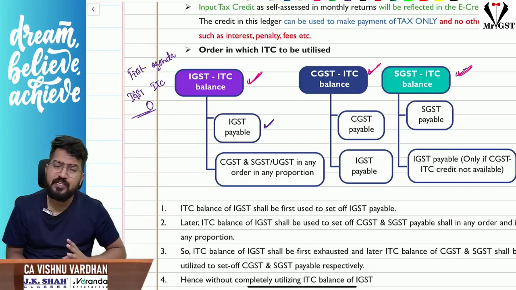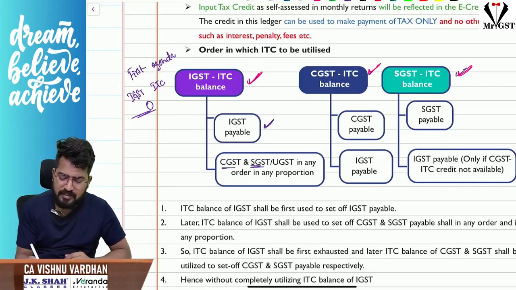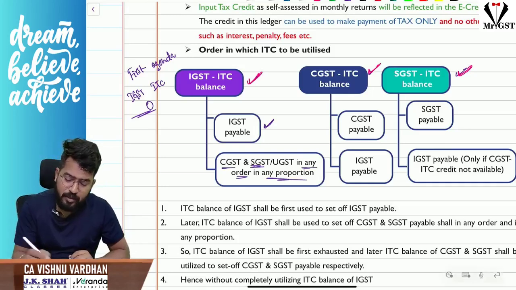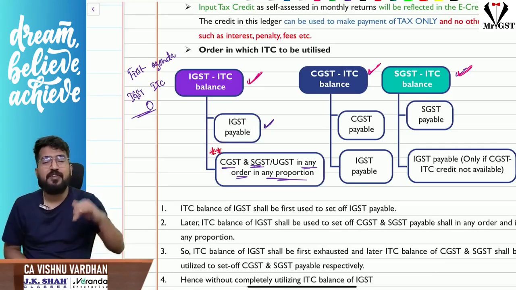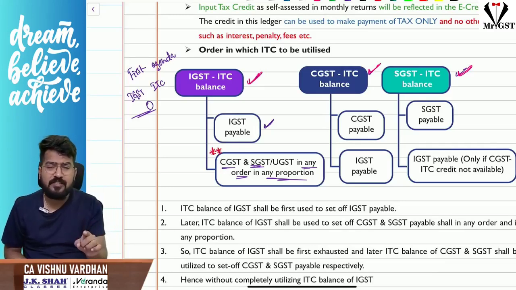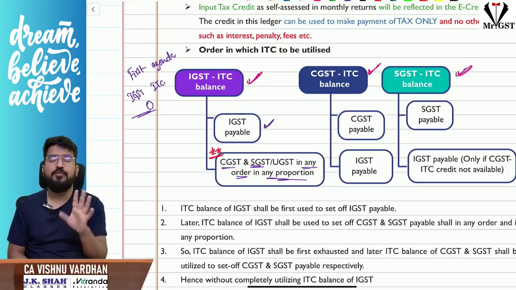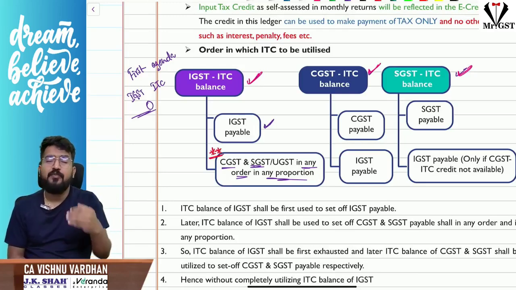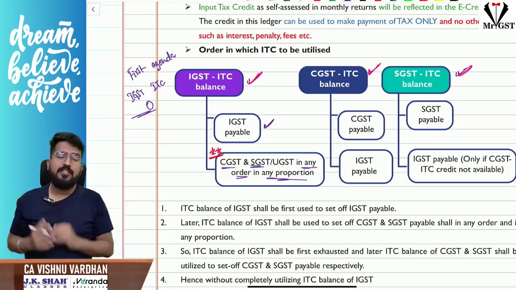After using it for IGST payable, if at all any balance is there, CGST and SGST in any order, in any proportion, you can use it. But here, sir, when they say any order, any proportion, you should be very careful. In the exam, they will not ask you for net GST payable. The question they will ask is net minimum GST payable in cash. That means this step is going to be very crucial. You should use this ITC balance so effectively that the cash outflow will be as less as possible. That is very important.